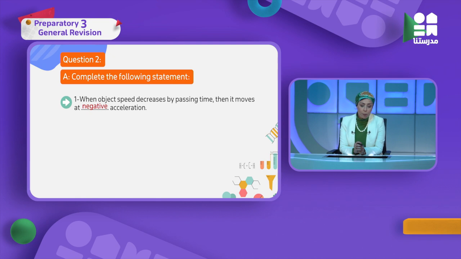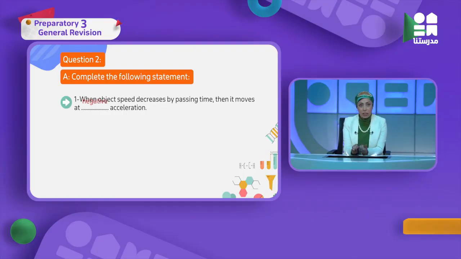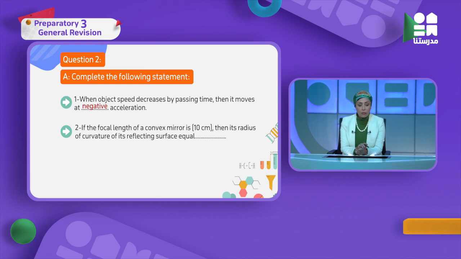Another type of question is complete the following statement. When the object's speed decreases by passing time, then it moves with which type of acceleration? Here my keyword is that speed decreases by passing time. So which type of acceleration? It's negative acceleration. The answer is negative acceleration. If the focal length of the convex mirror is 10 centimeters, then the radius of curvature of its reflecting surface equals how much? You have to think about the rule: radius of curvature equals double the focal length. Here the focal length is 10, so 10 times 2, the radius of curvature is 20 centimeters.